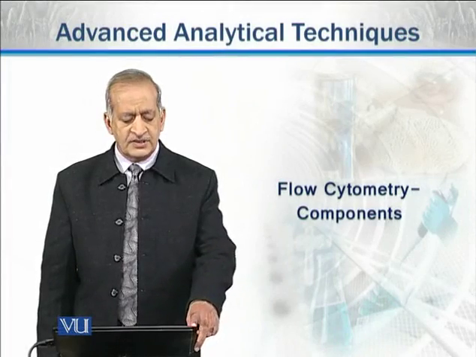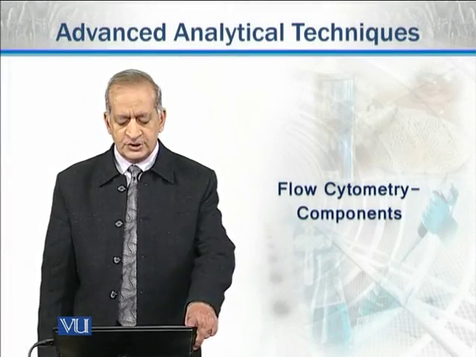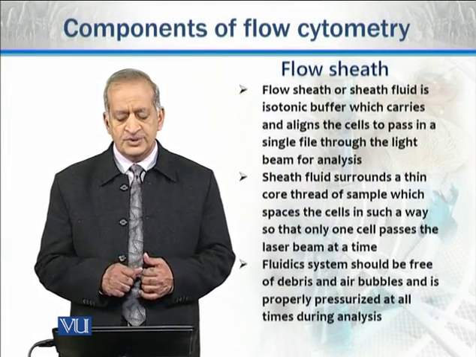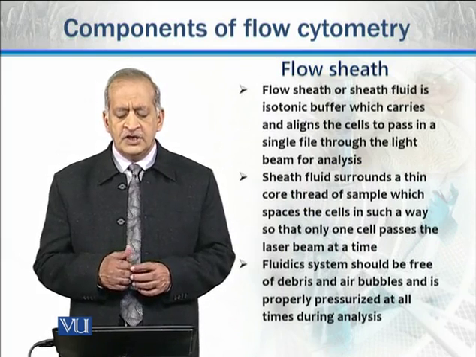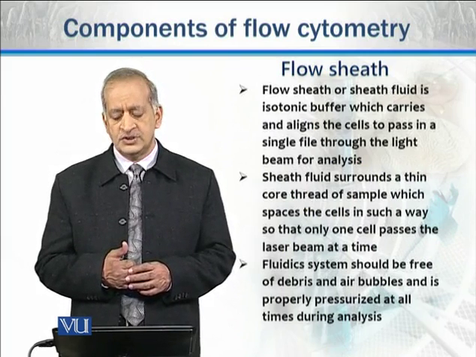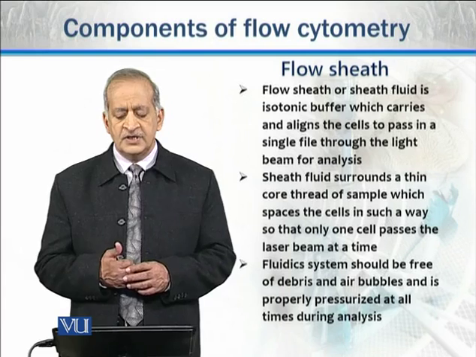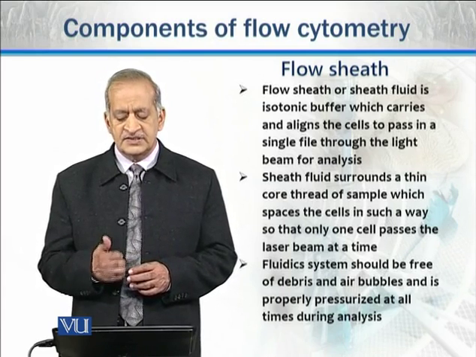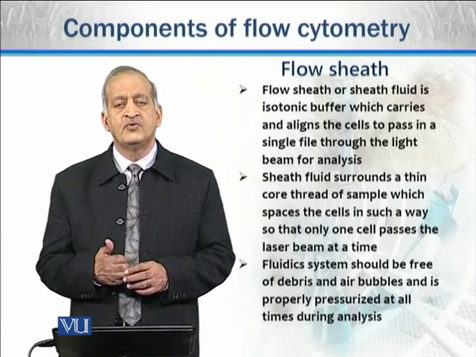Next subtopic is components of flow cytometry. We will discuss one by one different components of flow cytometry. First of all, flow sheet. Flow sheet or sheath fluid is isotonic buffer which carries and aligns the cells to pass in a single file through the light beam for analysis.